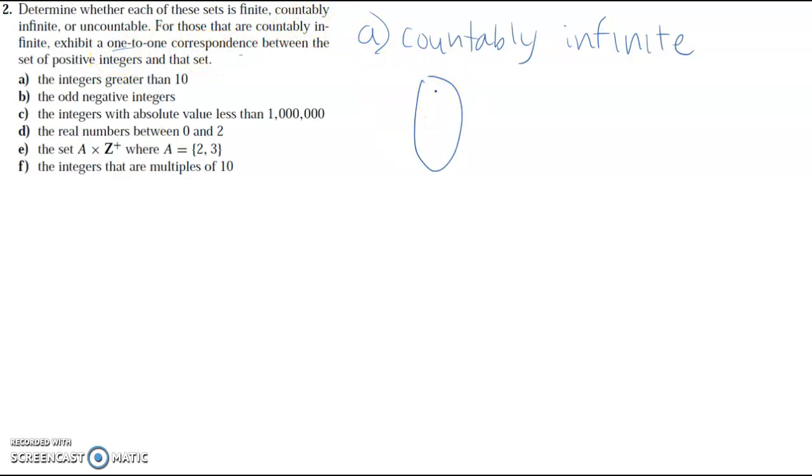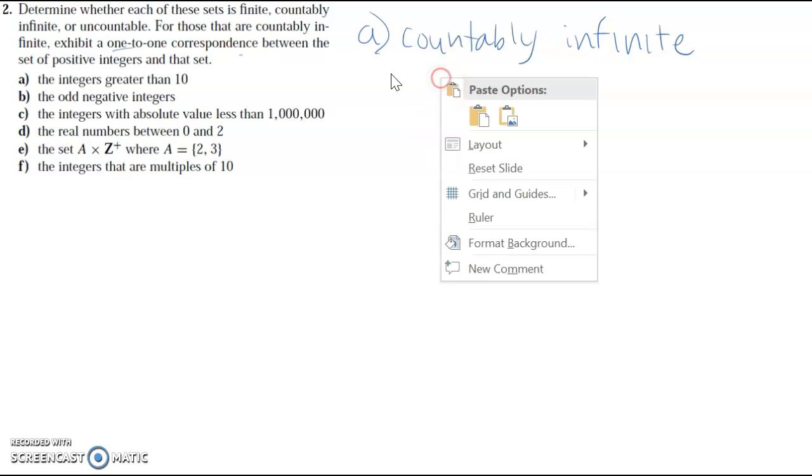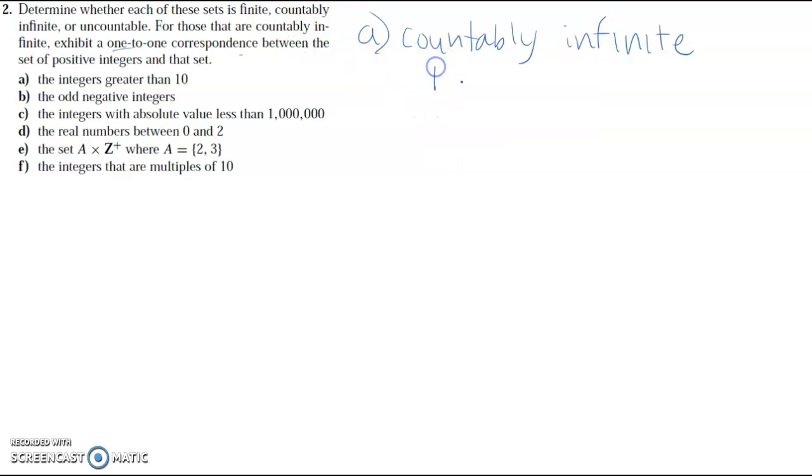We can start at 1, and this would go to 11, and 2 would go to 12, 3 would go to 13, and so on. So this would have the relationship of n being mapped to n plus 10. So therefore, this does have the one-to-one correspondence between the set of positive integers and the set itself. And this is countably infinite.